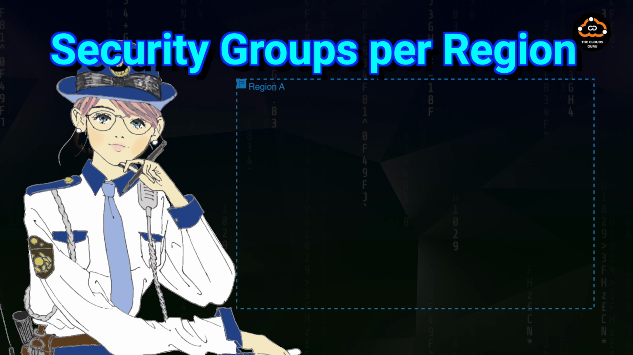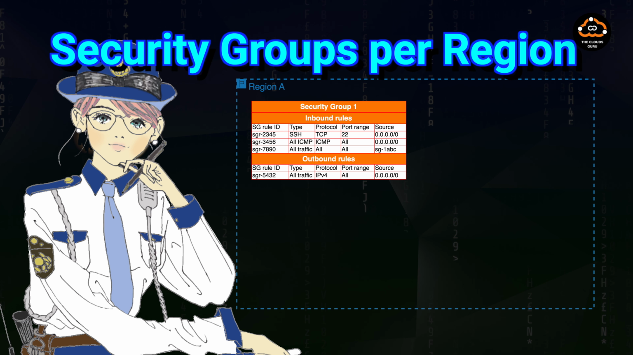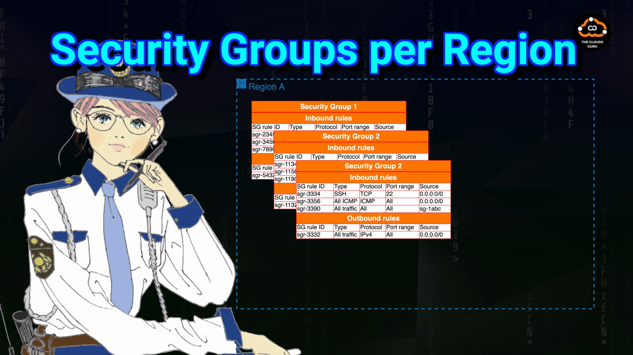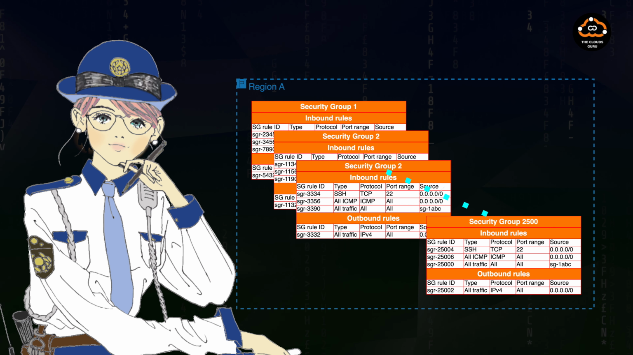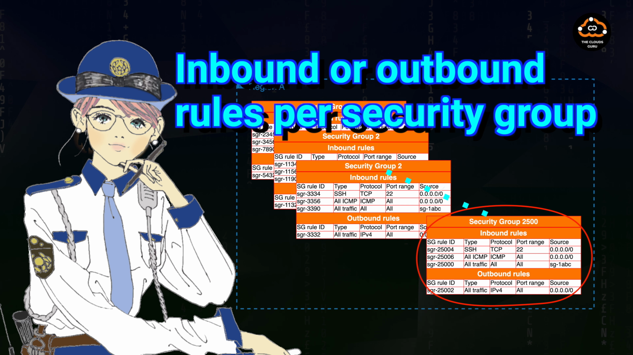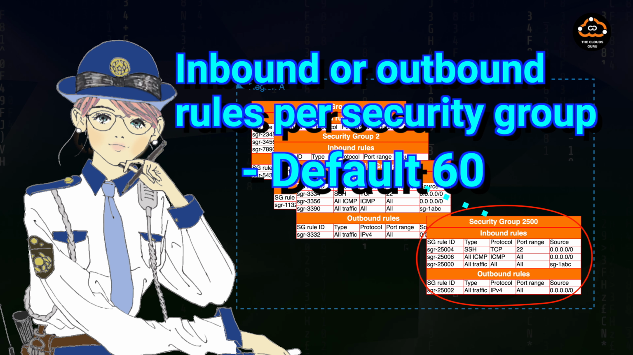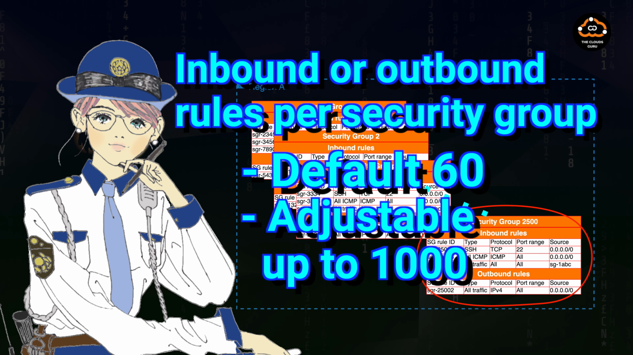Let's talk numbers. VPC security groups per region. By default, you get 2,500, but don't be disheartened, this is adjustable to suit your needs. Inbound or outbound rules per security group. Initially set at 60, this too can be adjusted, soaring up to a whopping 1,000.